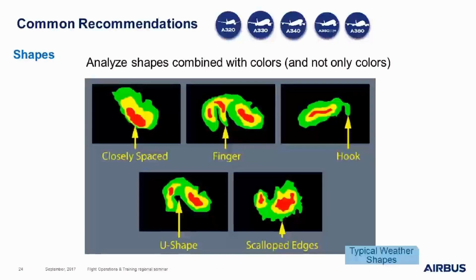Regarding the shapes, analyze shapes combined with colors, and not only colors. For example, in the finger, hook, or U shape, these black areas may become red very quickly, because the finger or the hook or the U may close on itself very quickly and build a very dangerous area of weather. Another example, for closely spaced cells, you see that the red is very close to the edges, so this may become red very quickly.